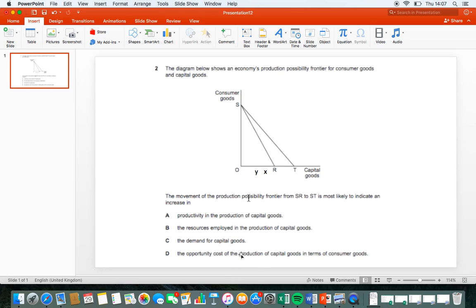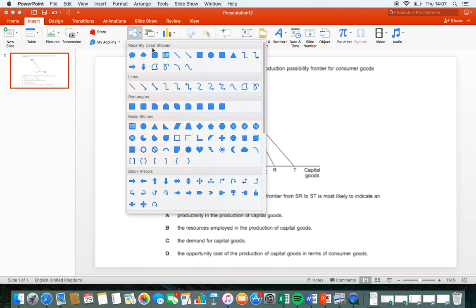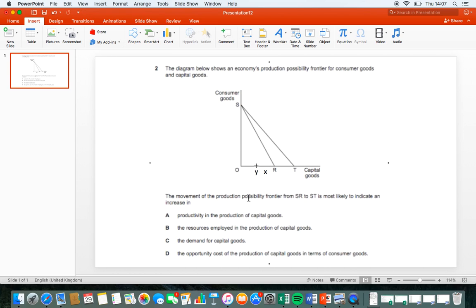So if this were to be true, we're just going to look at if more capital goods are produced on curve SR compared to ST, has the opportunity cost in terms of consumer goods, which is another way of saying how many consumer goods are being sacrificed to increase production from Y to X, then has this sacrifice been higher when the curve was at SR or when the curve has moved to ST? That's what we're trying to prove or disprove, okay, which will hopefully prove why this can't be correct.